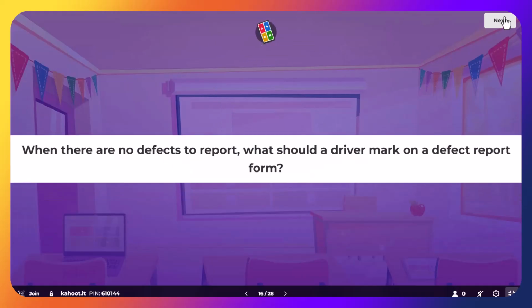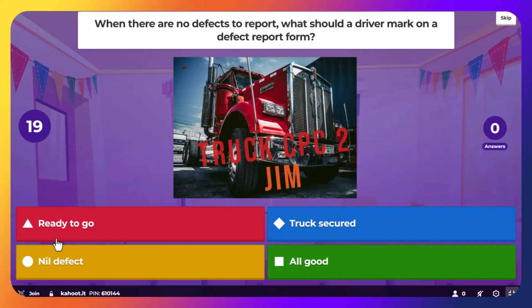When there are no defects to report, what should a driver mark on a defect report form? Nil defect. That's what it's called, a nil defect book. There it is, nil defect.